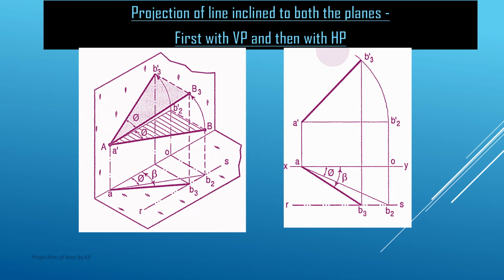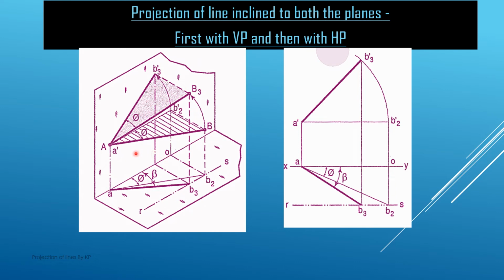Now we discussed in the previous slide that first the line is making an angle theta with the HP, and then we incline the line with an angle of phi from the VP. The same projection we can also get by starting first with the line making an angle phi with the vertical plane, and then making an angle theta with the horizontal plane. So this is the case.